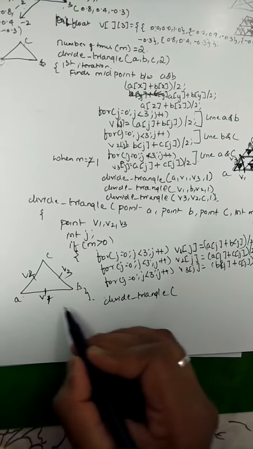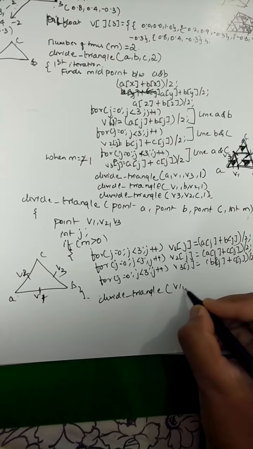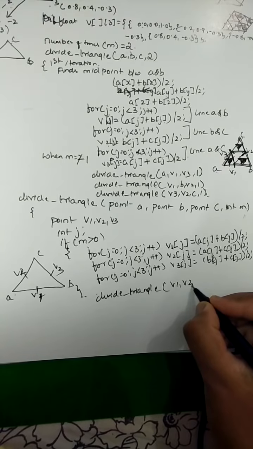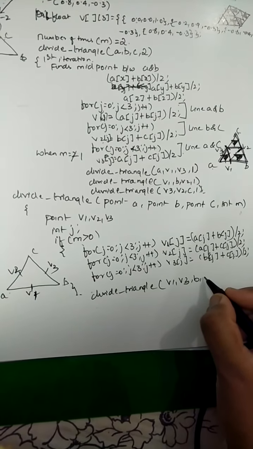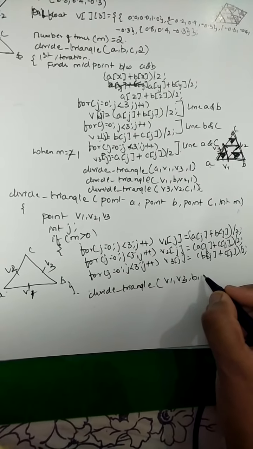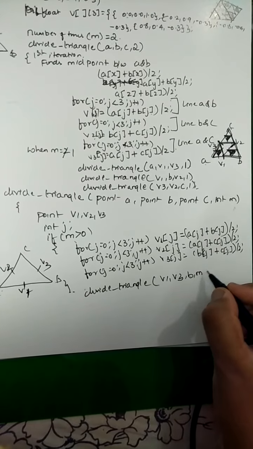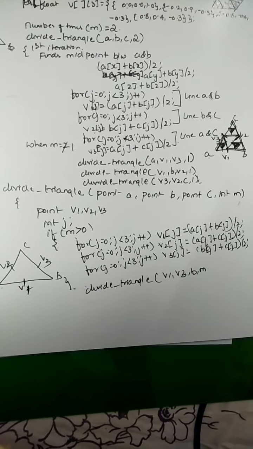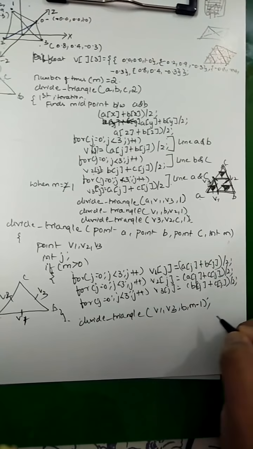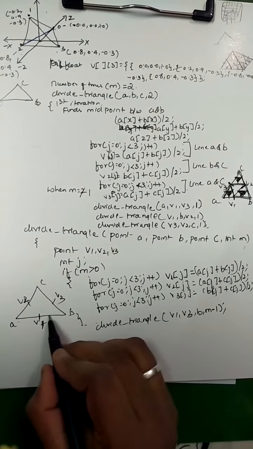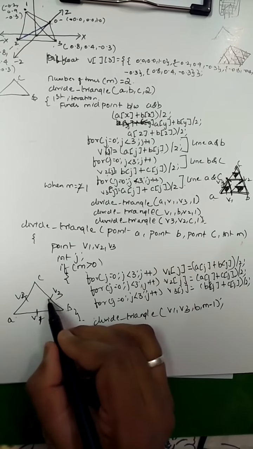What I have to pass? This small triangle, that is v1, v3 and b, followed by, what should I pass here? The same m, is it? Yes, tell me, m minus 1. I should be passing here m minus 1. The same, this is with respect to this. Now I'll call this.